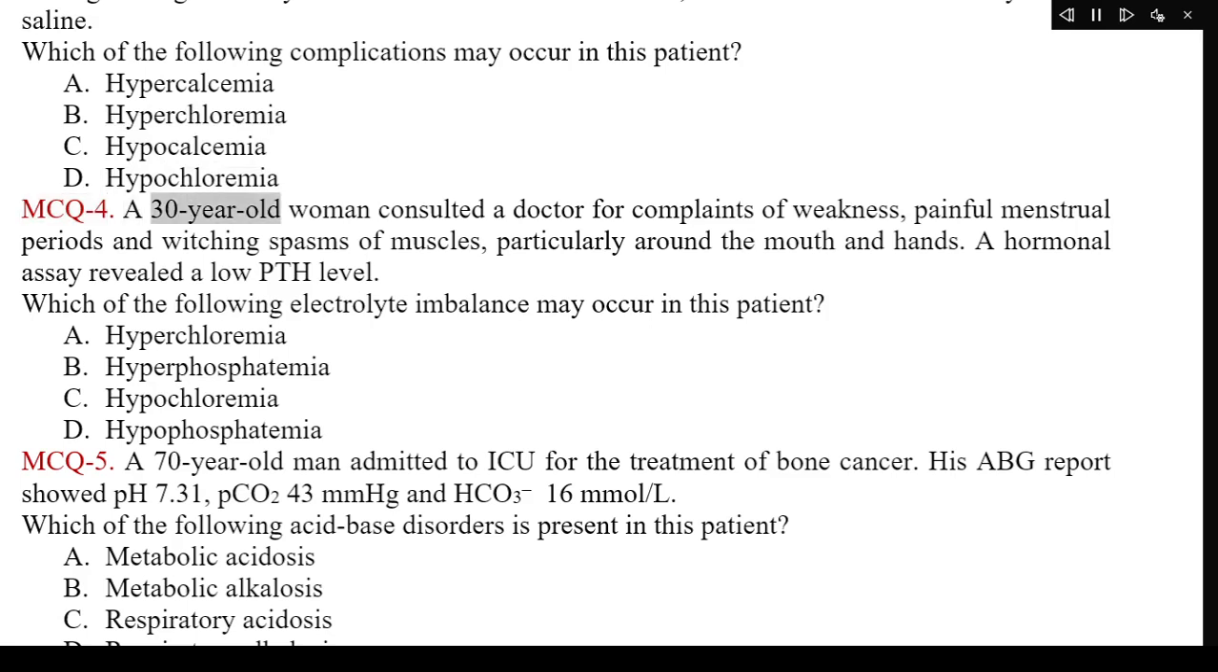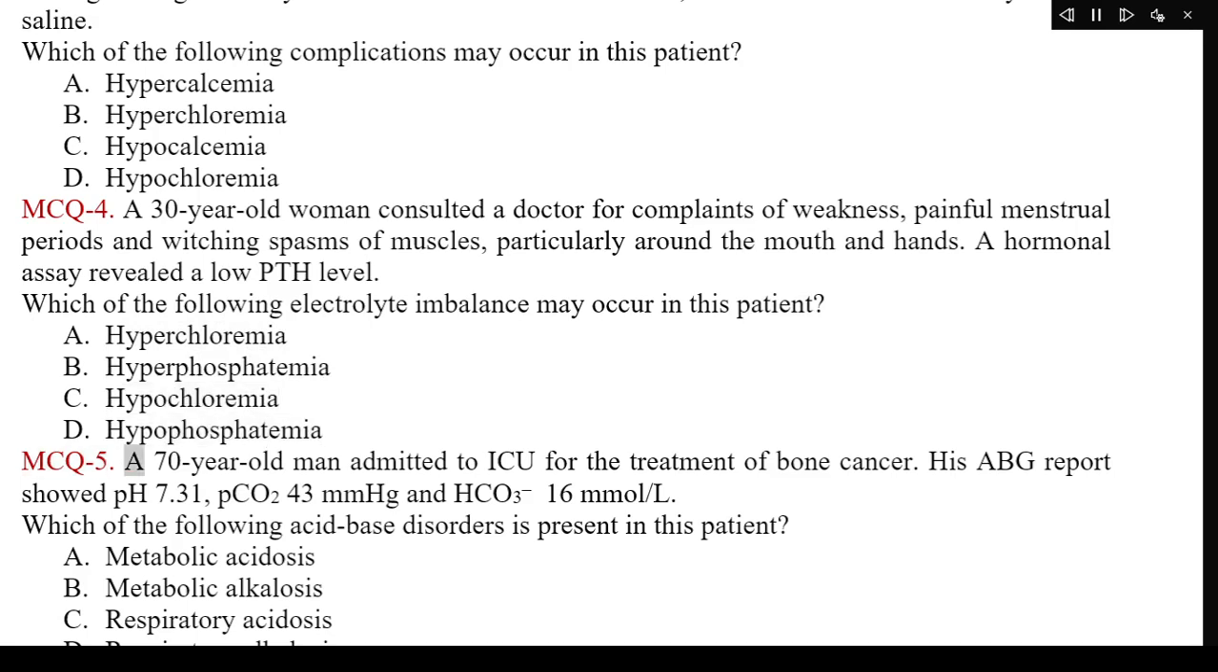MCQ 4. A 30-year-old woman consulted a doctor for complaints of weakness, painful menstrual periods and twitching spasms of muscles, particularly around the mouth and hands. A hormonal assay revealed a low PTH level. Which of the following electrolyte imbalances may occur in this patient? Hyperchloremia, hyperphosphatemia, hypochloremia, hypophosphatemia.